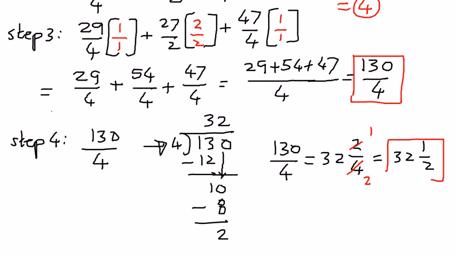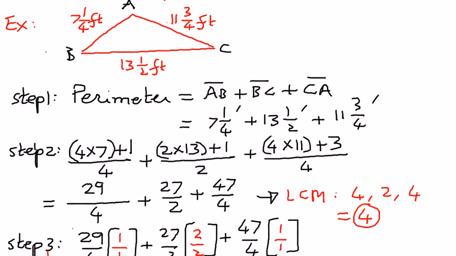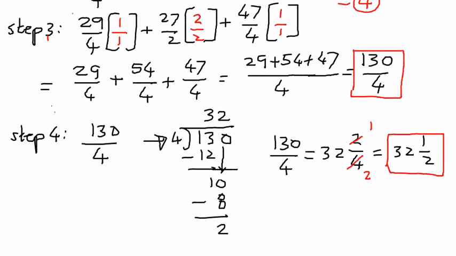Therefore the amount of fencing we need for this triangular piece of land, which has sides 7 and 1/4 feet, 13 and 1/2 feet, and 11 and 3/4 feet, is 32 and 1/2 feet of fencing to cover that triangular piece of land. So that is the way we want to apply these types of problems to addition or subtraction of fractions.